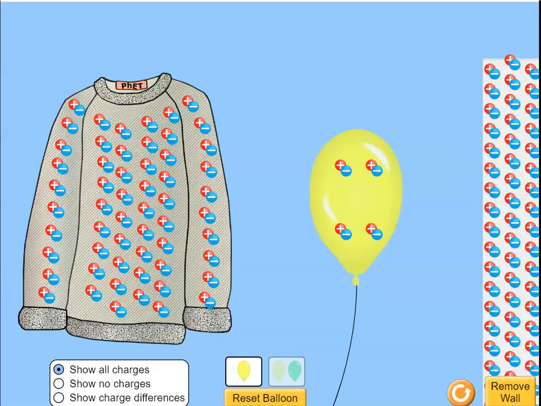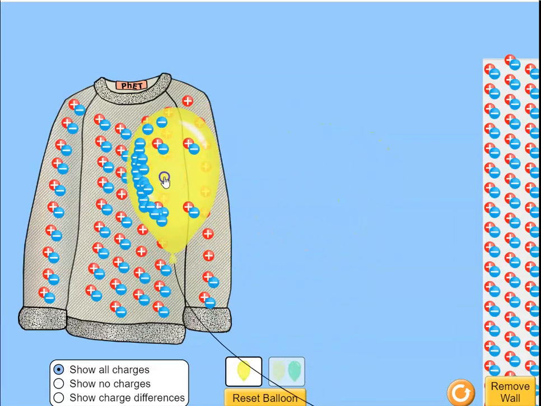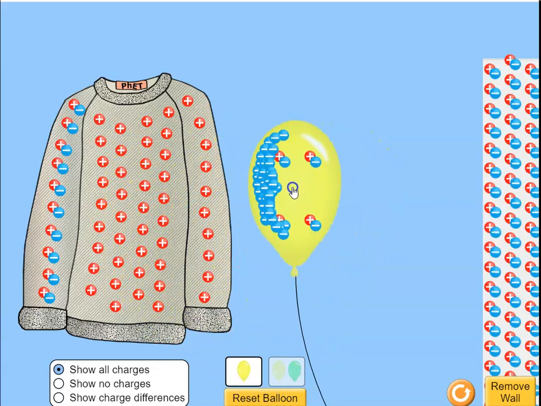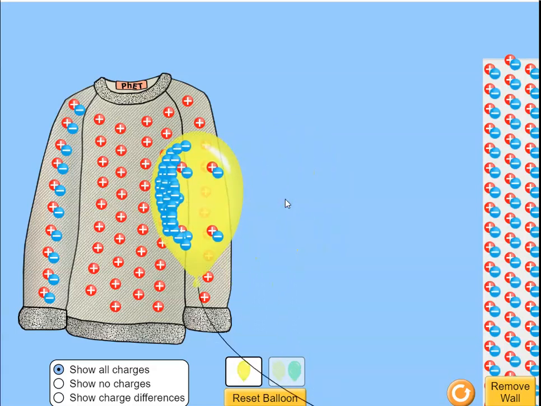So right now we have a balloon, a sweater, and a wall, and everything has a neutral charge. I'm going to take the balloon and rub it against the sweater. When that happens, the balloon removes electrons from the sweater, and so now the balloon has a negative charge and the sweater has a positive charge. If I release the balloon, it's going to stick to the sweater because they have opposite charges.